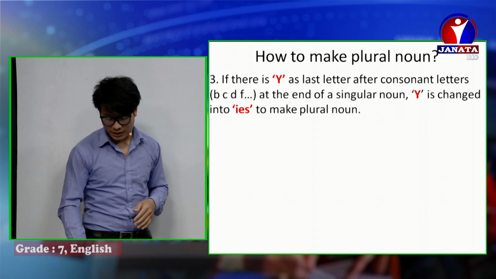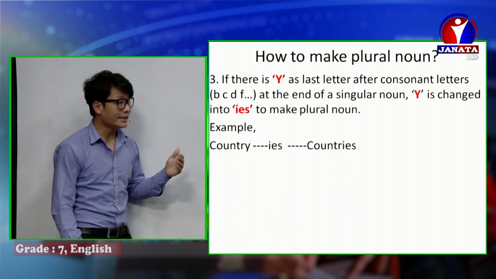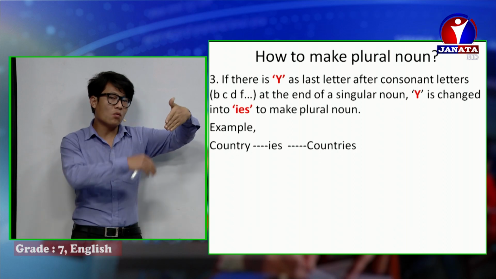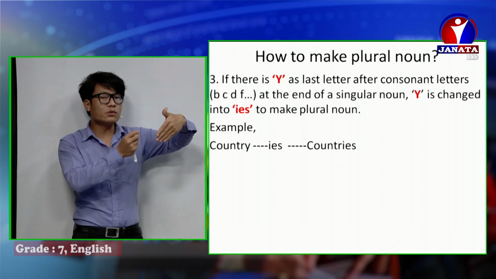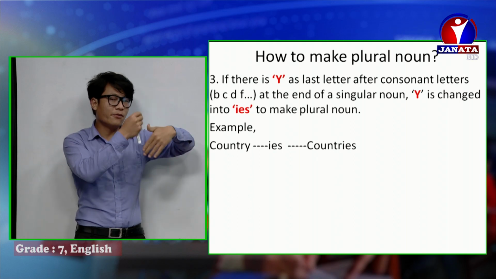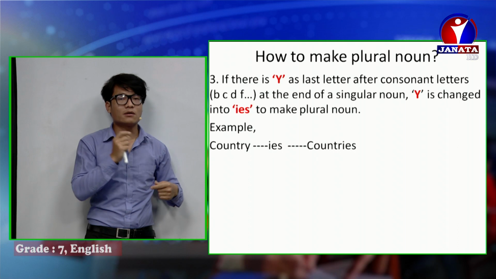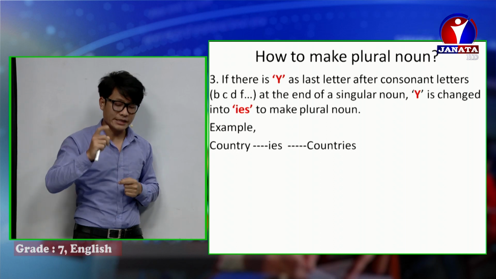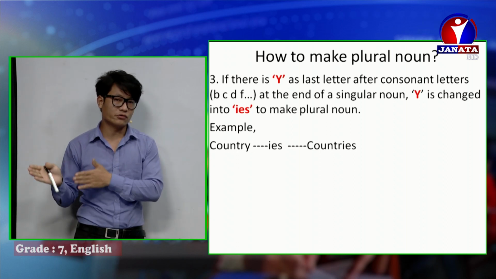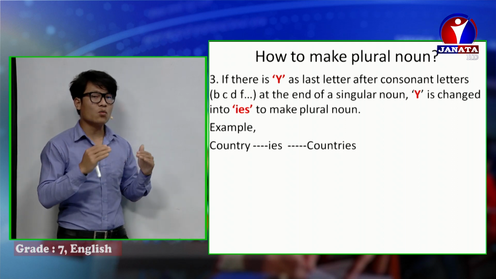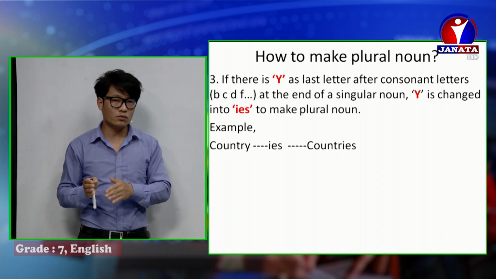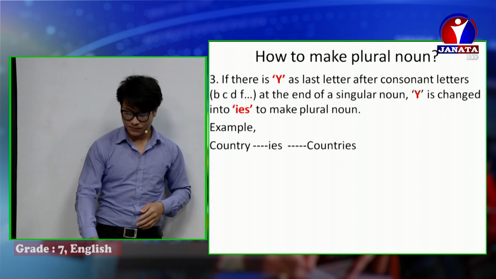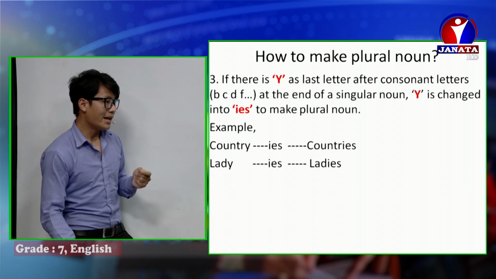So let's get more clarity with an example. You can see C-O-U-N-T-R-Y, country. Before Y, there is R. So R is a consonant letter. And now we are going to change this Y letter into IES. Now country becomes countries. C-O-U-N-T-R-Y, this singular countable noun becomes C-O-U-N-T-R-I-E-S, countries.